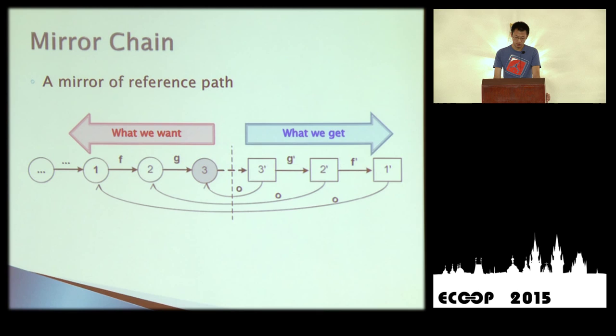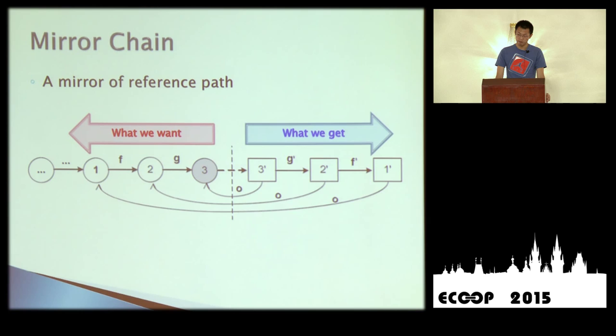Here from this figure, we can see that object 3 is the problematic object. And when we finish the execution, we will report this object. We also want to report the reference path which leads to this problematic object, which is 1, 2, 2, 2, 2, 3.